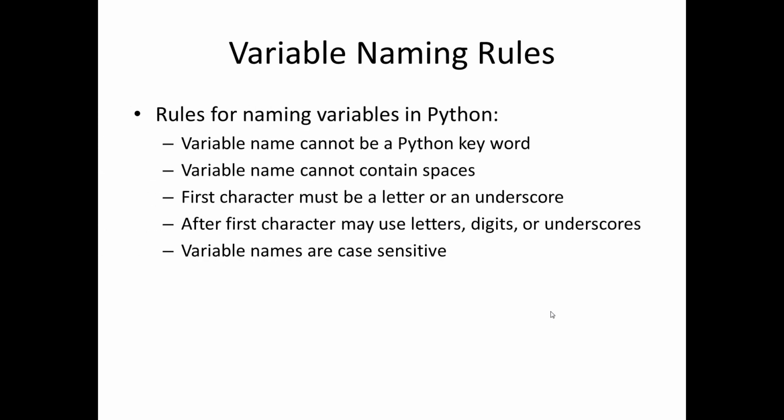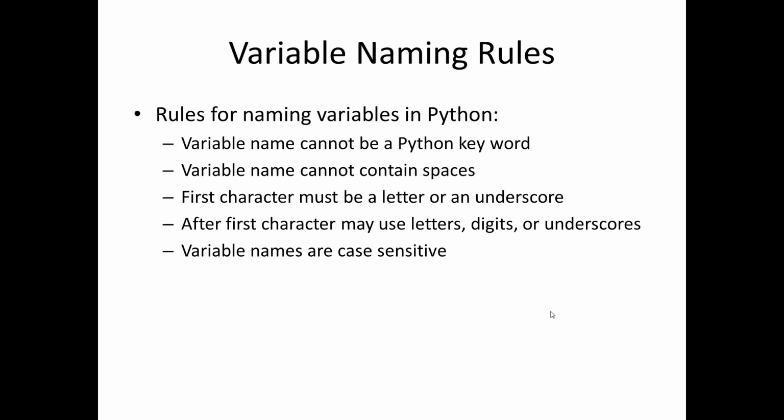There are some rules for naming variables, and this is very important because your Python interpreter is parsing through your code, interpreting and executing the code, and it's expecting certain rules to be followed. Variable names cannot contain Python keywords like print. Variable names cannot contain spaces; that's confusing to the Python interpreter. The first character of a variable name must be a letter or an underscore. That is what the Python interpreter is expecting.